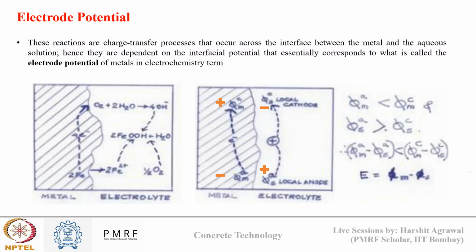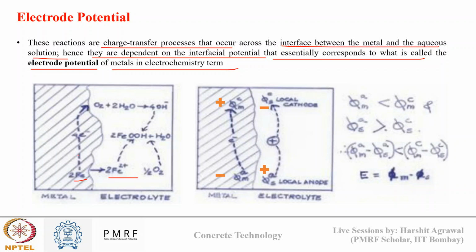Now, when we look at these oxidation and reduction reactions, these reactions are charge transfer processes that are occurring at the interface of a metal and an aqueous solution, and hence they will depend upon the potential that essentially corresponds to the electrode potential of a metal. To understand the statement, you need to see the figure. In the first figure, you can see iron is converting into iron 2+. It is leaving behind some electrons, which move from one location to another. These electrons will move inside the concrete, and oxygen from the non-metallic environment will consume the electrons to produce OH- ions.